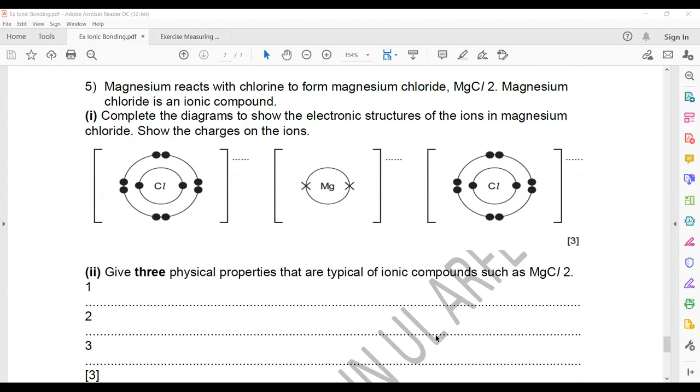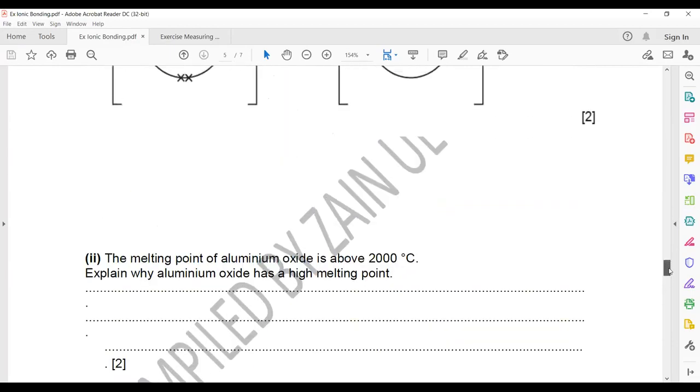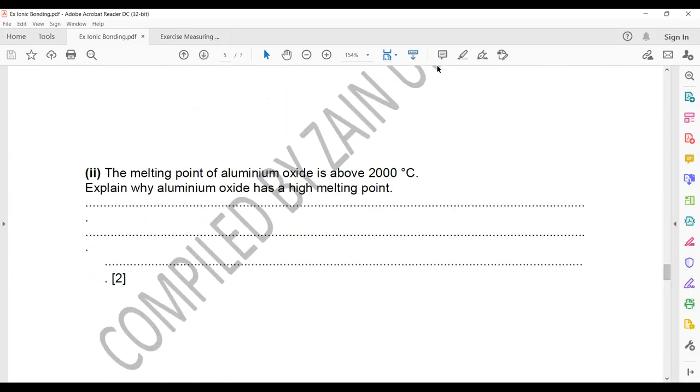You can write higher force of attraction or strong force of attraction between the ions. Whenever they ask why ionic compounds have a high melting point or why ionic compounds are solid at room temperature, what should your answer be? You should mention 2 points. Number 1, a strong force of attraction between the positive and negative ions, or a strong ionic bond. The second thing, you need a lot of energy to separate the ions from each other. That's why it has a high melting point.